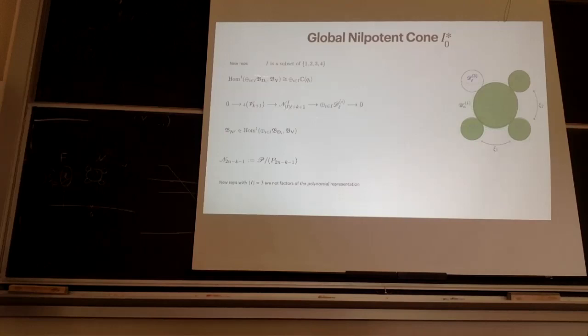So have an I, which is a subset of {1, 2, 3, 4}. If this I has cardinality 3, so we have a brane G with 3 exceptional divisors, then you can have a short exact sequence like this, right? And the corresponding representation N3, for I equal to 3, is not going to be a factor of the polynomial representation anymore. So it's a reducible but indecomposable representation of DAHA, which was not known before.